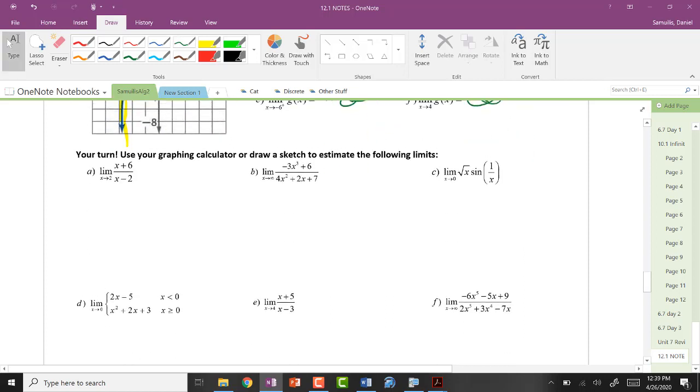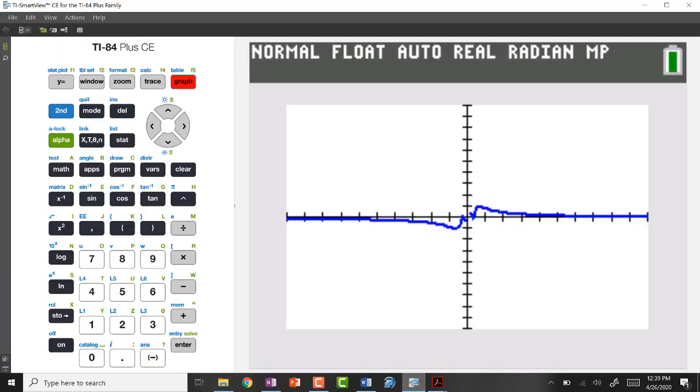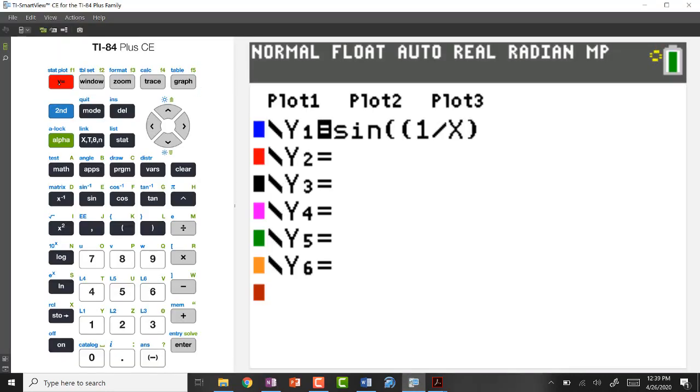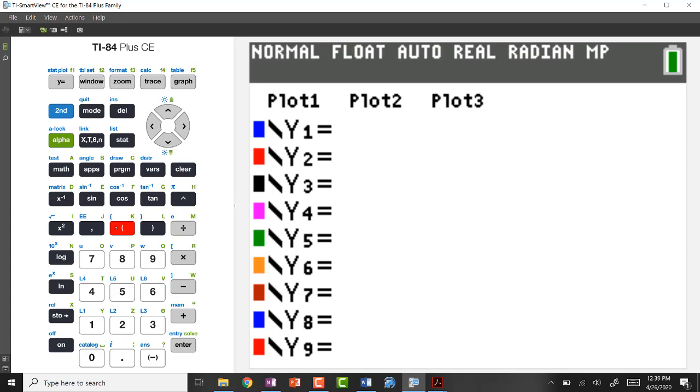Okay, now what you're going to do is use your calculator to find the limits of these. You could take a look at the graph, or you may want to look at the table of it. All right, let me pull up my calculator here. Okay, so we have the function x plus 6 divided by x minus 2.